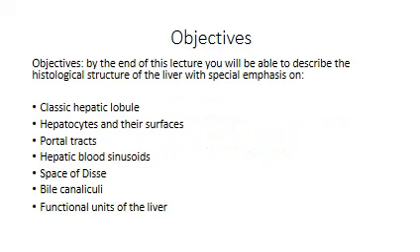The objectives of today's lecture. By the end of this lecture you will be able to describe the histological structure of the liver with a special emphasis on the classic hepatic lobule, hepatocytes and their surfaces, portal tracts, hepatic blood sinusoid, space of Disse, bile canaliculi, and we will know much more about the functional units of the liver.